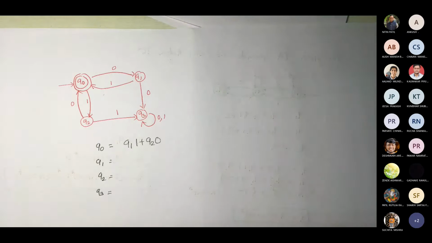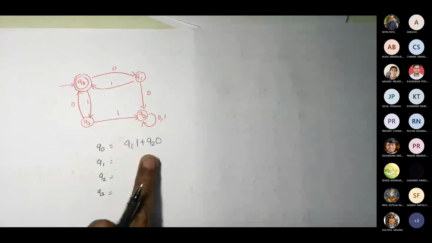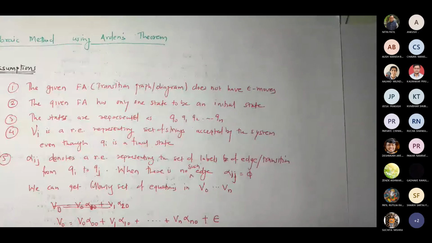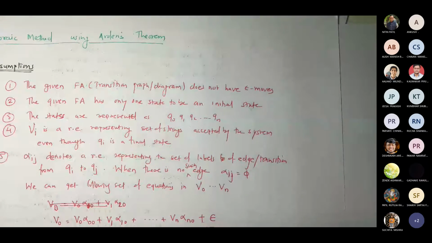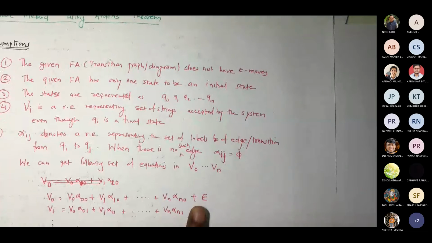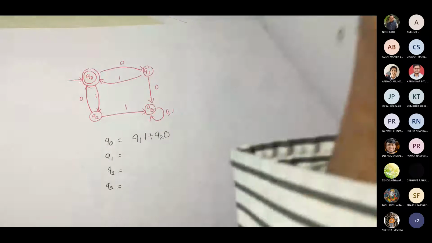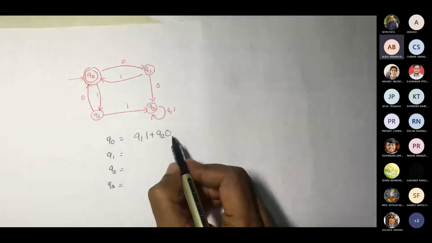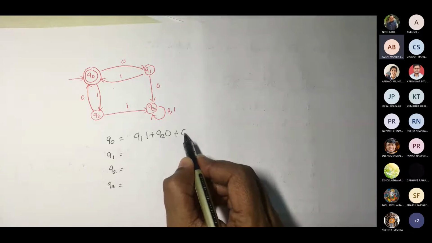Now one other mistake made by most of the students is that they forgot to write epsilon, because if you recall, we said that if Q0 is your initial state, you will always add epsilon. So you have to make sure about this. What is to be done here, Alish? We have to add epsilon as well. Epsilon. Very good.